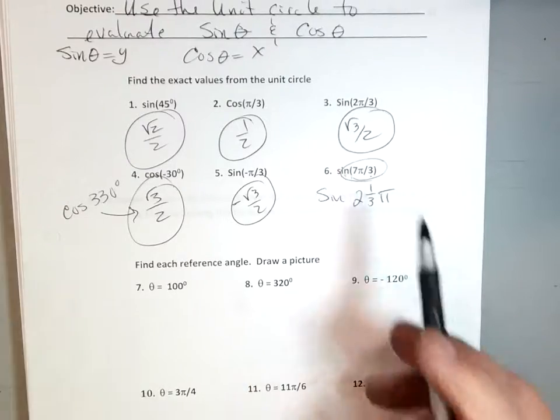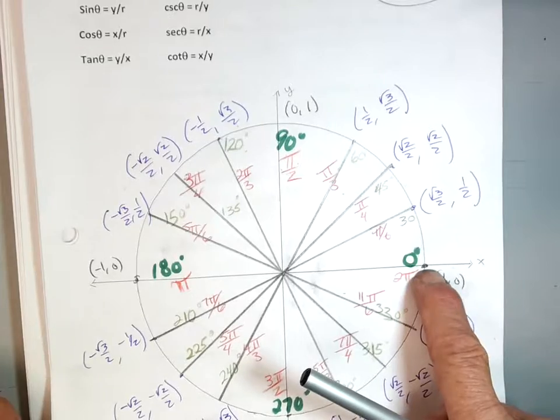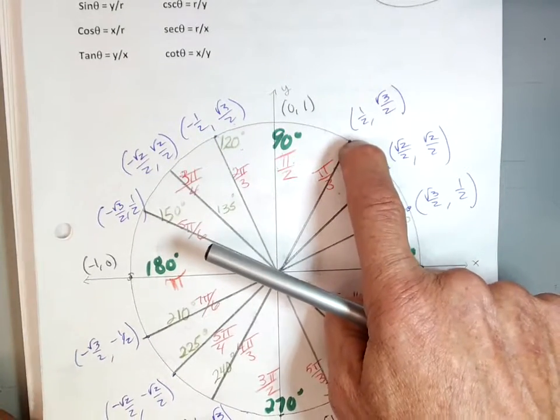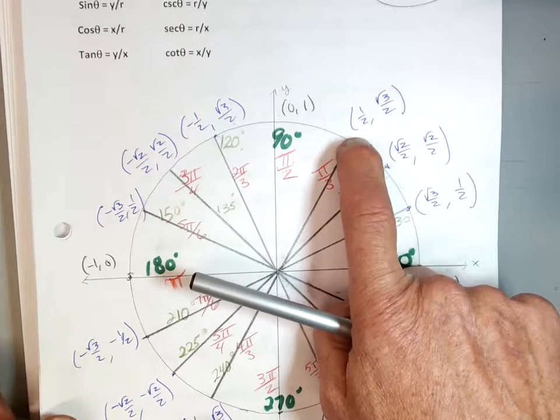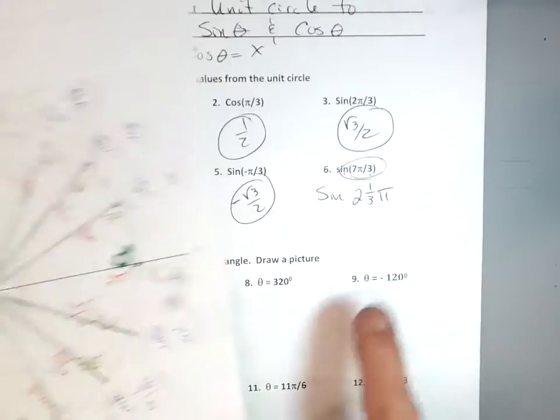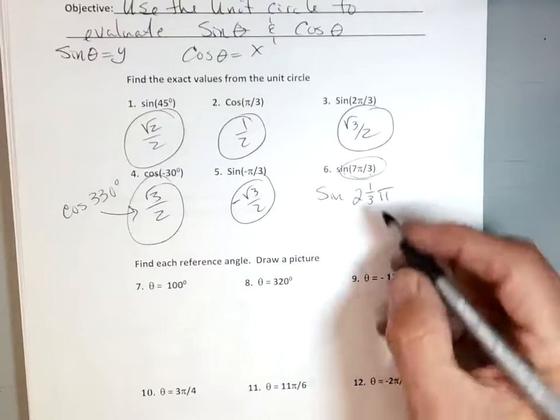So 2 and 1/3. Watch, I'm going to go all the way around 2 pi, and then 1/3 more puts me right there. On that angle, see how the reference angle works now? This is why we talked about the reference angle, because it's that angle we want. And if I want the sine value, I want the y value, which is square root of 3 over 2.